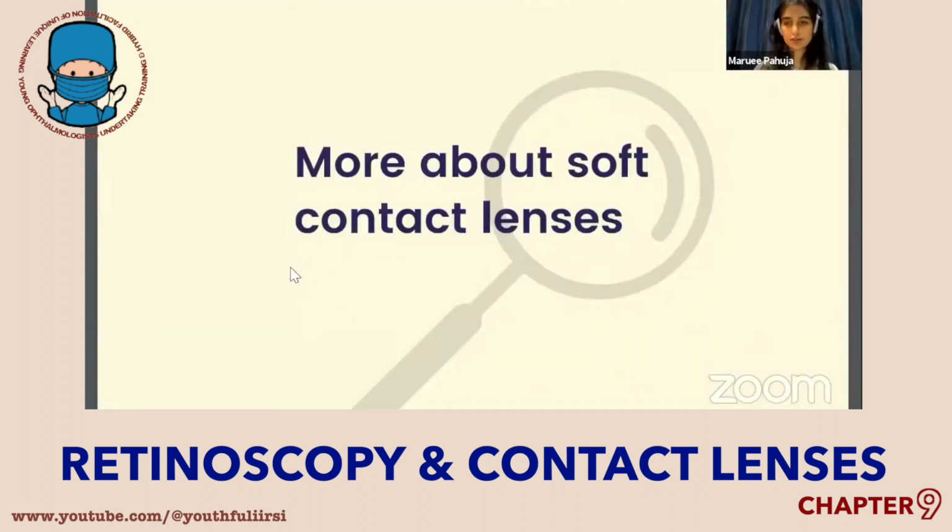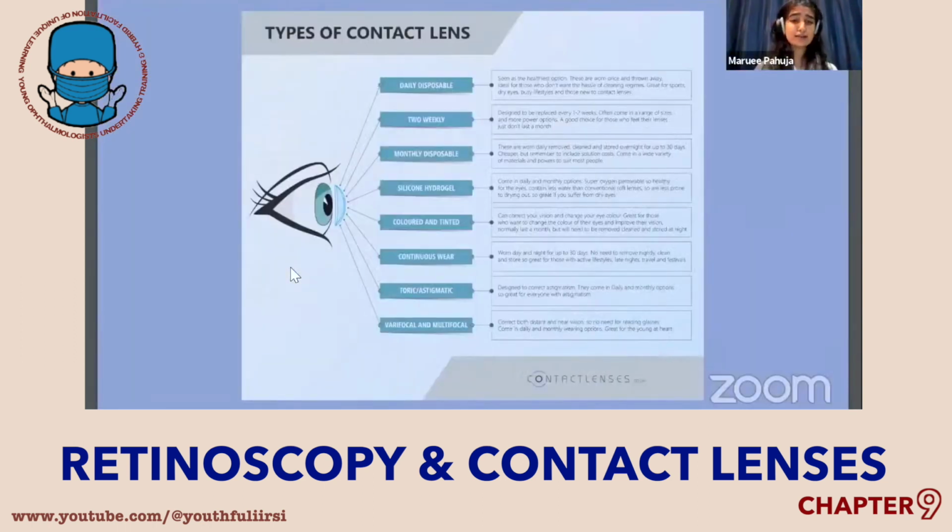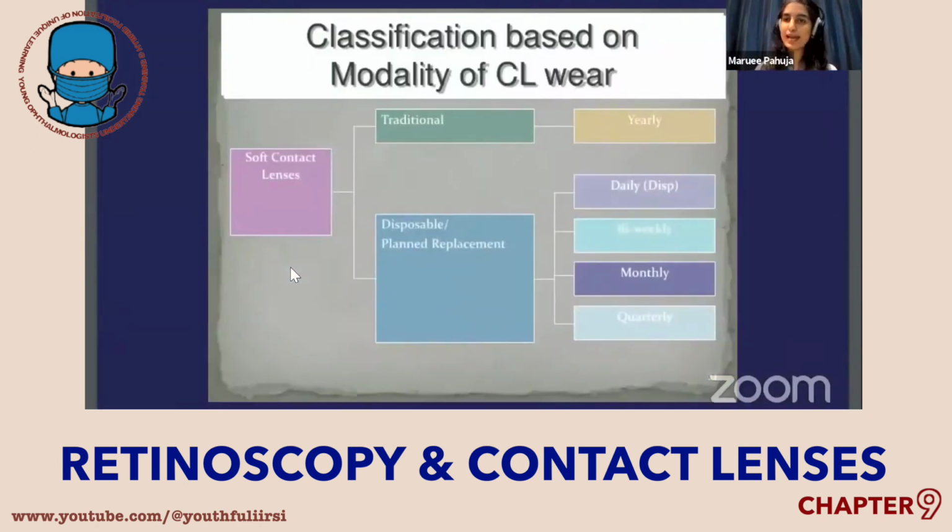So looking more into soft contact lenses, there are various ways to dissect this and understand it based on the material of the lens, the purpose, the need, and what it is that the patient really requires. The classification of the modality of the contact lenses is based on the traditional, which is the yearly lenses, and then the disposable or planned replacement, which can be daily, bi-weekly, monthly, or quarterly.